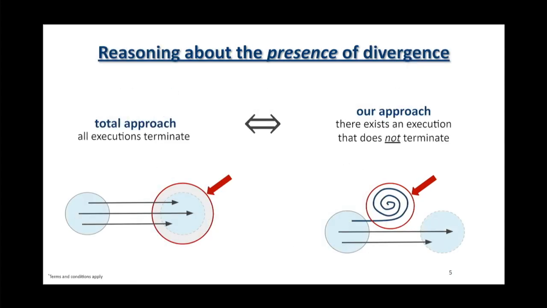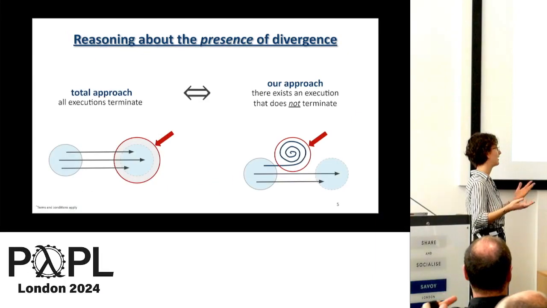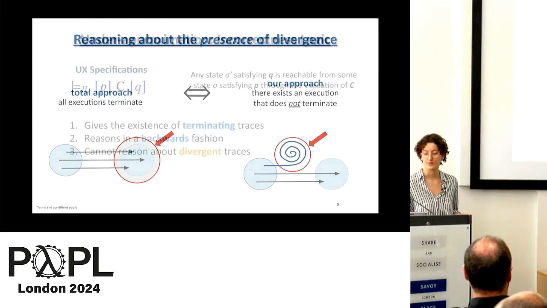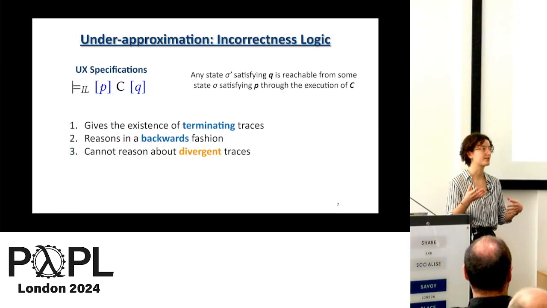So the approach that we took to this was, well, we don't want to show that all executions terminate because most likely they don't. So instead we want to show that there exist executions that do not terminate. And this approach is really dual to total logic in the same way that incorrectness is dual to our over-approximating logics, because we say, well, we don't want to show the absence of bugs in every case. We want to show that cases exist where those bugs do happen. So the way we do this is through under-approximation.